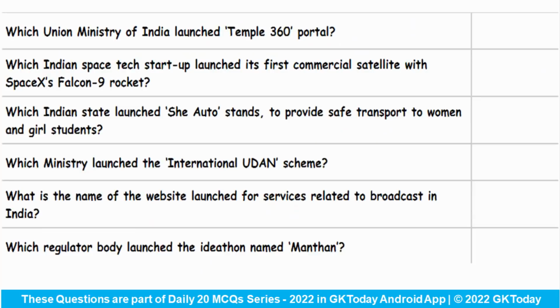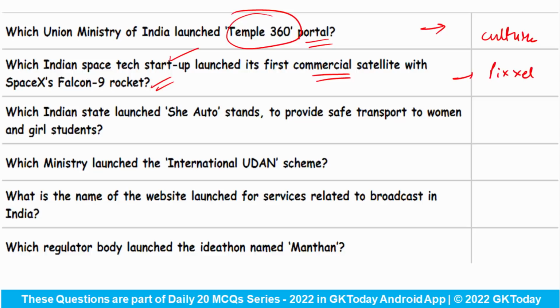Now coming to the question slide, which Union Ministry of India launched Temple 360 portal? It has been launched by Ministry of Culture. Which Indian space tech startup launched its first commercial satellite with a SpaceX's Falcon 9 rocket? This is Pixxel. Which Indian state launched She Auto stands to provide safe transport to the women and girl students? It is very important question, and correct answer for it is Andhra Pradesh.